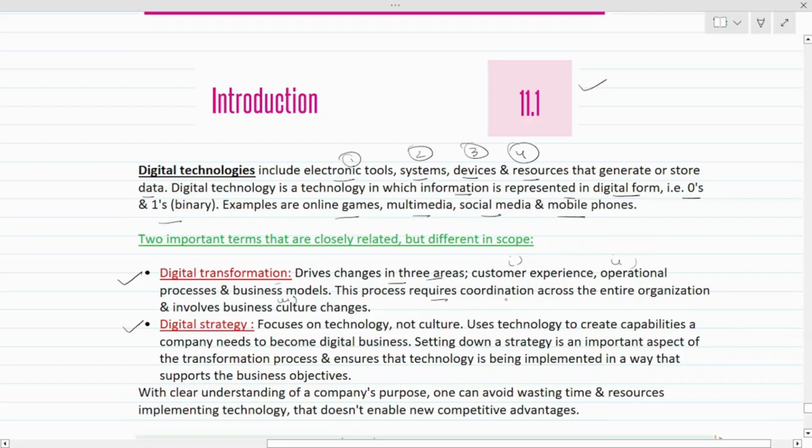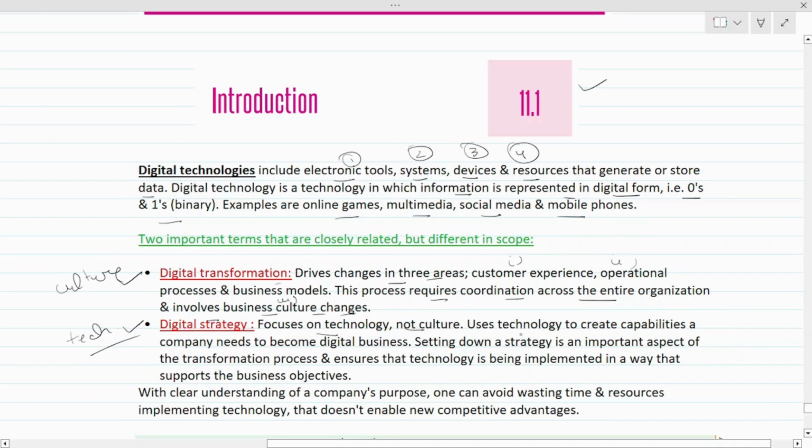This process requires coordination across the entire organization and involves business culture changes. So two things this process does: it brings coordination across the entire organization, and it also involves business culture changes. Fine. Then the second thing we talk about is digital strategy. What exactly does it mean? It focuses on technology and not culture. So when we talk about transformation, we are primarily talking about culture, but when we are talking about digital strategy, we are talking about technology, right? So that's the basic difference between both of them.